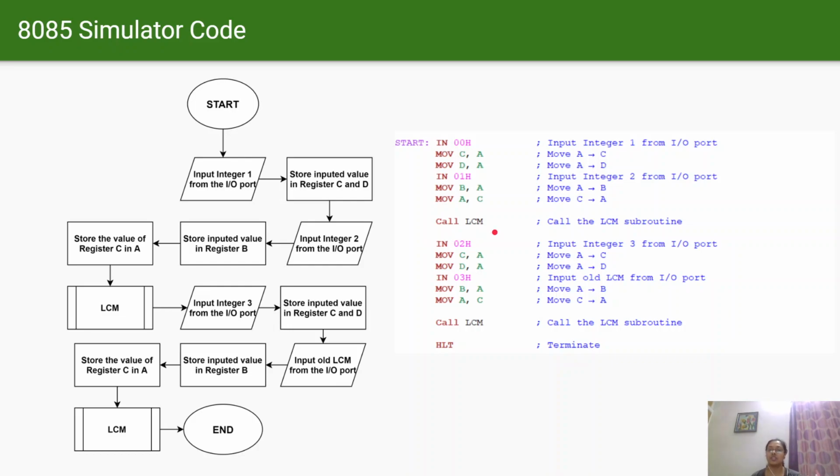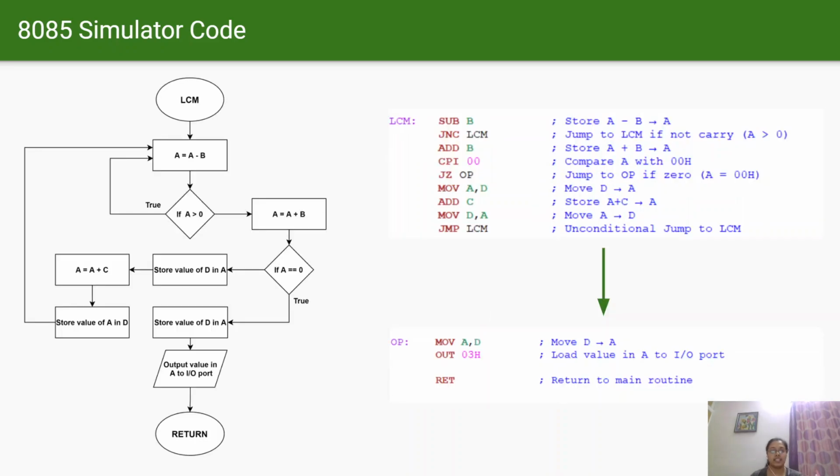We've stored this LCM in the 0, 3 IO port, and then we're inputting the third integer from the 0, 2 IO port, and then storing it in the respective registers again. Then we're inputting the LCM again and storing it in the respective registers, and then we're calling the LCM subroutine again, and then we're terminating the program.